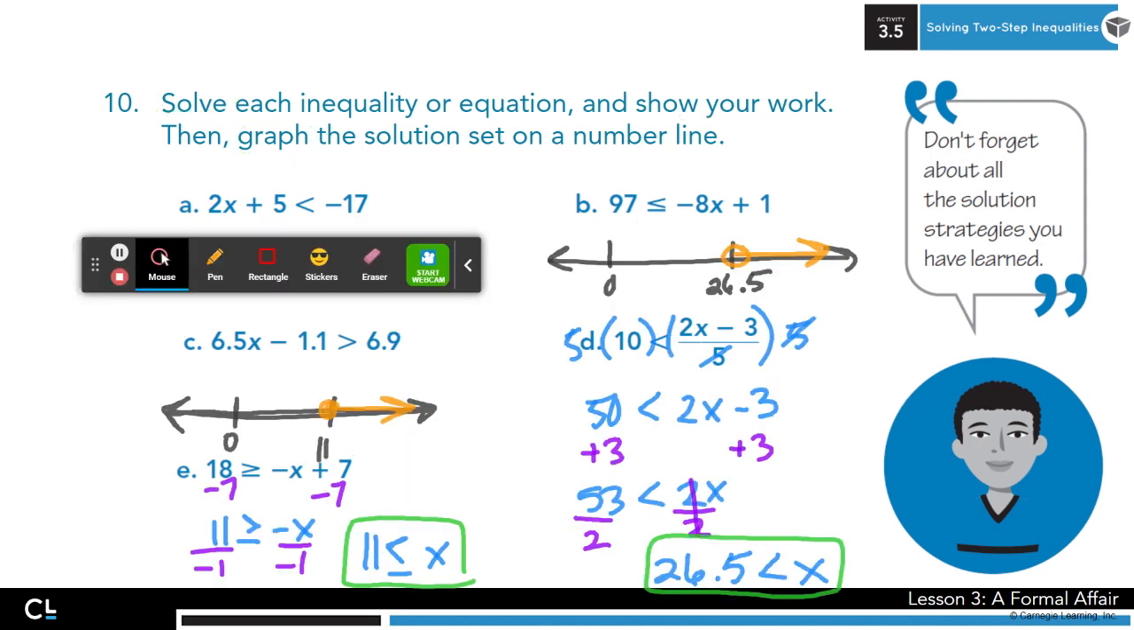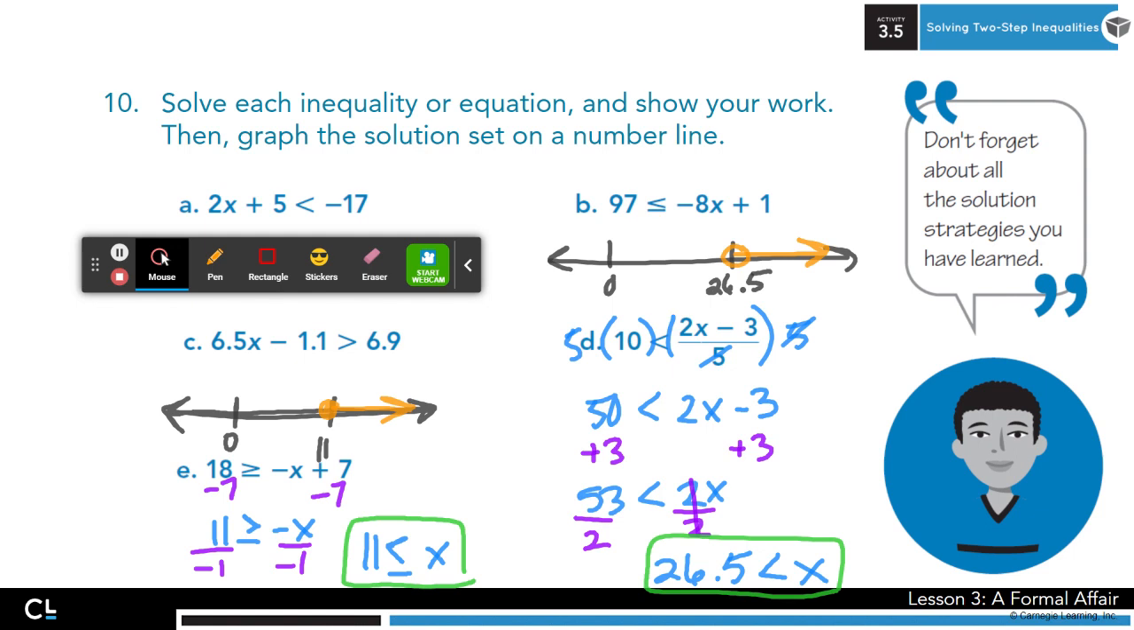And here's my work for D and E. For D, I simplified that fraction by multiplying both sides of the inequality by 5. That gave me 50 is less than 2x minus 3. I solved using my 2 steps and got 26.5 is less than x. And on my graph, I included an open circle because it is not less than or equal to, so that solution is not included. And then my numbers are greater than that, so the arrow points to the positive side. The number is greater than 26.5.